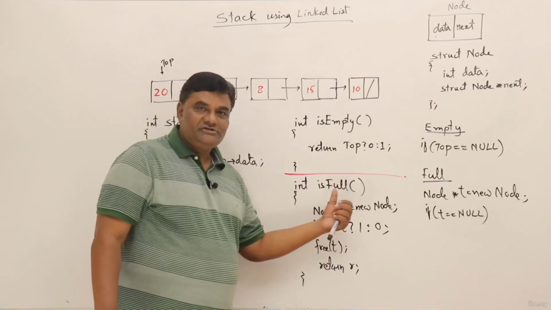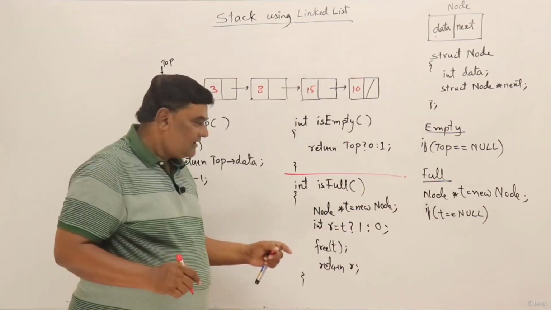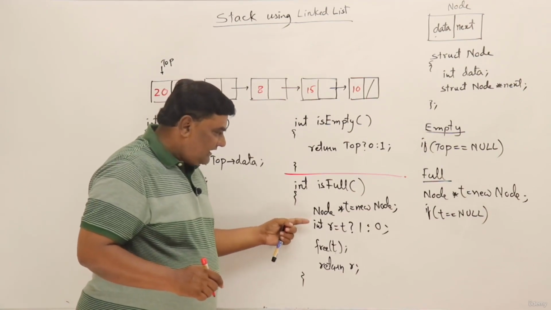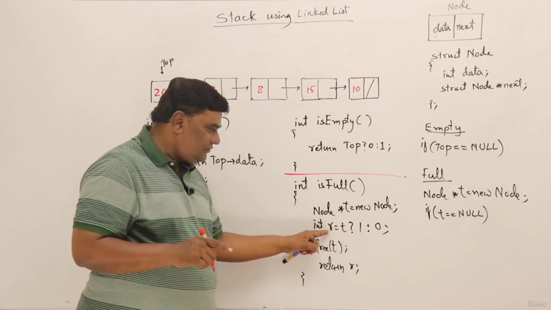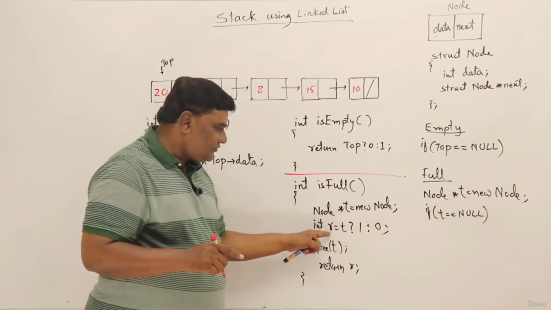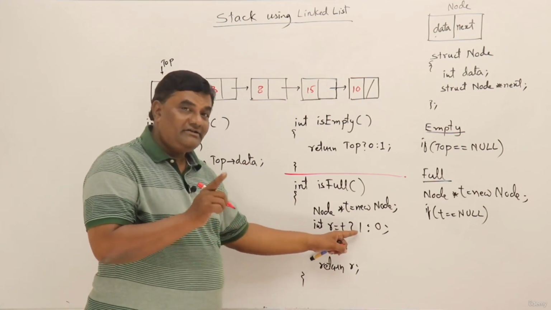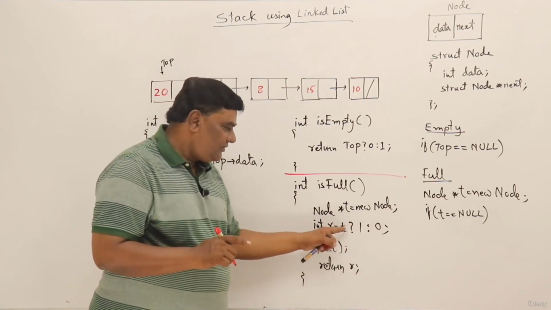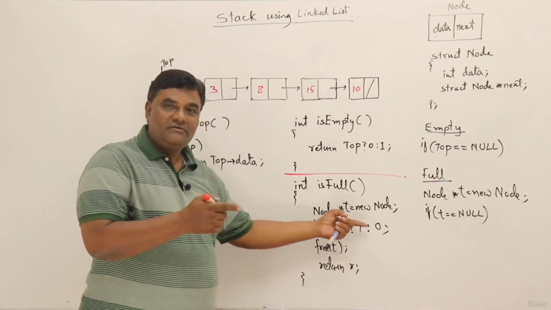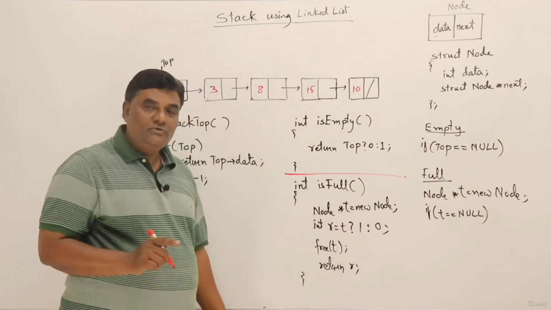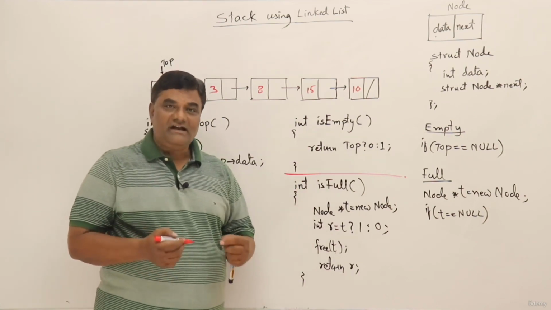Then is full function. For checking whether it is full or not, create a node and check. So create a node and check if that T is not null. If it is not null, assign 1 to R. Otherwise assign 0 to R. 1 means true, 0 means false. Means if it is not null, assign true. Otherwise assign false. And after that, delete the node and return R. So whatever the value was stored in R, that will be returned, true or false. So that's all. These are the functions for stack.